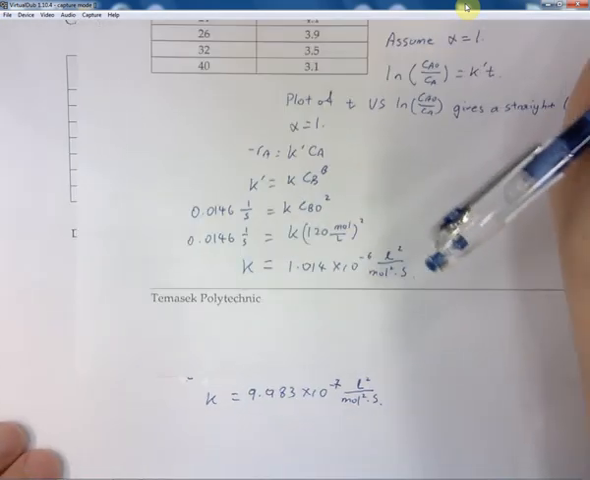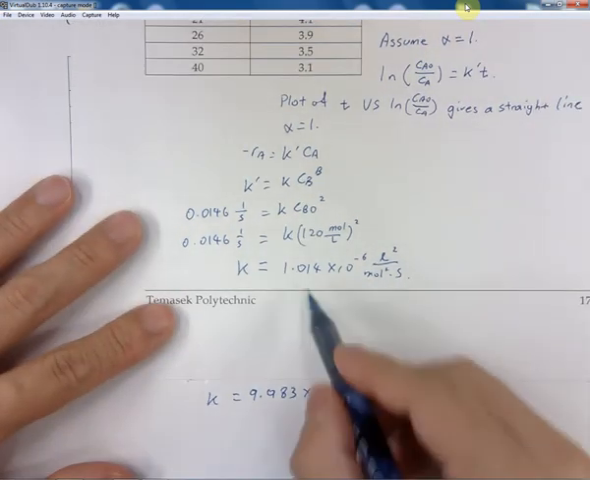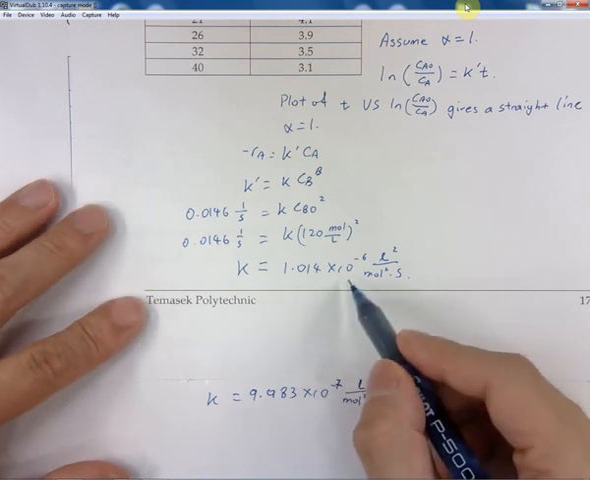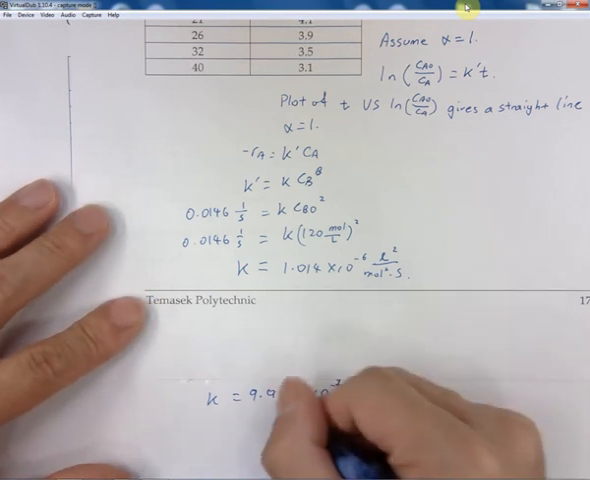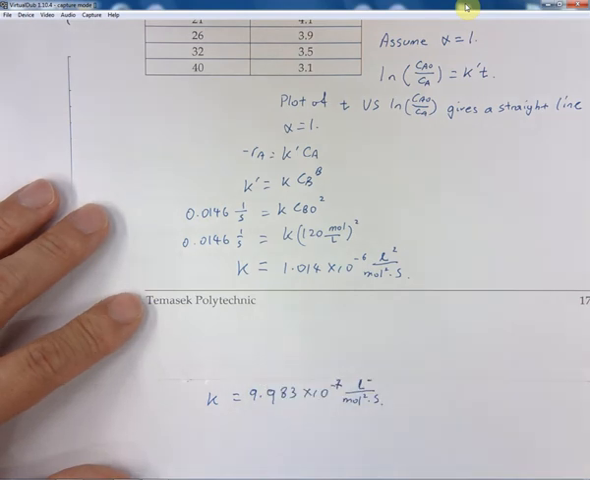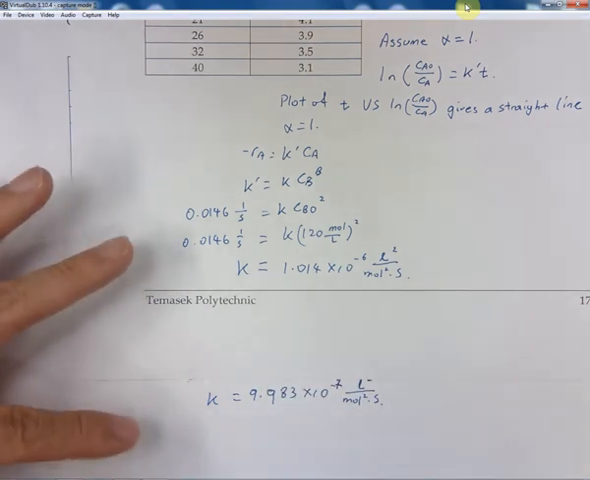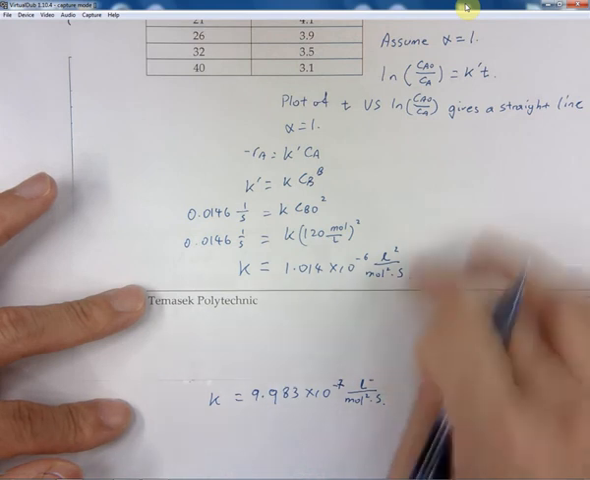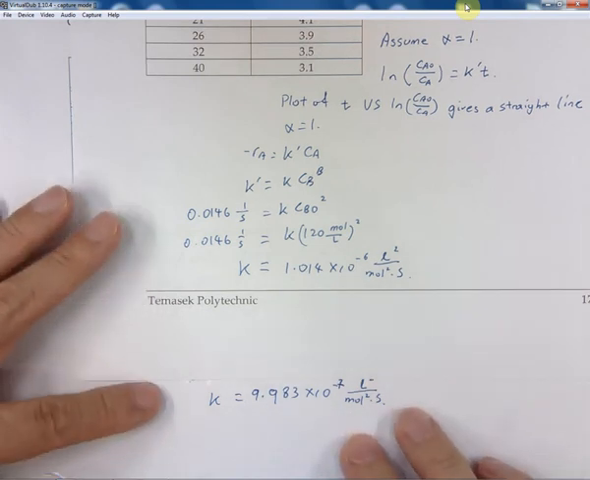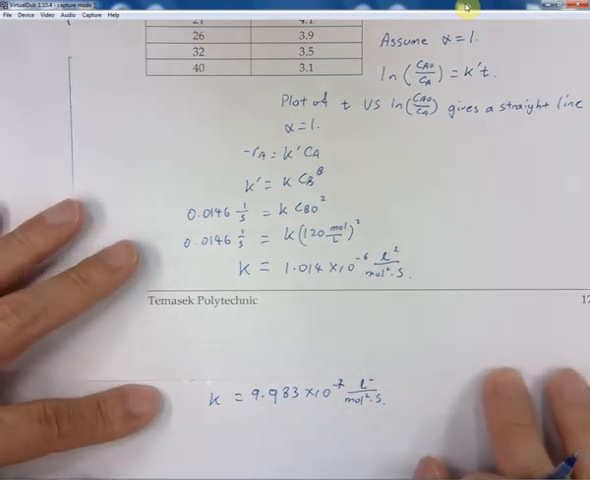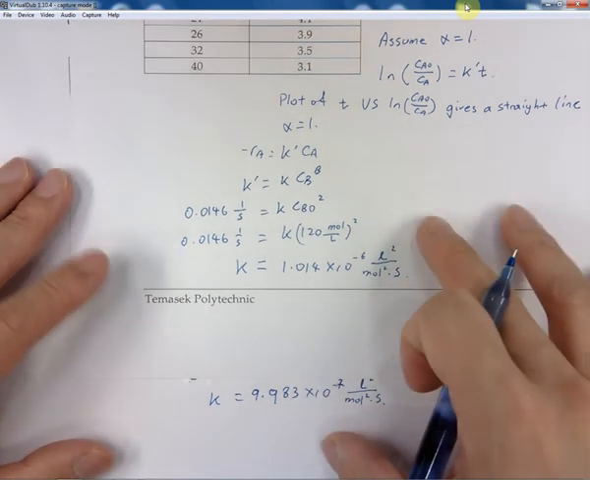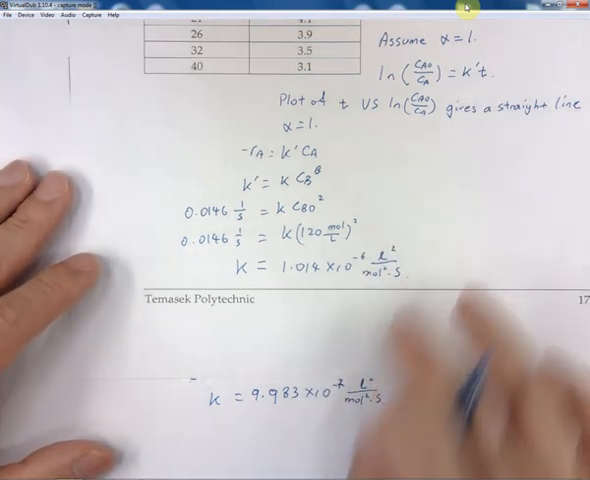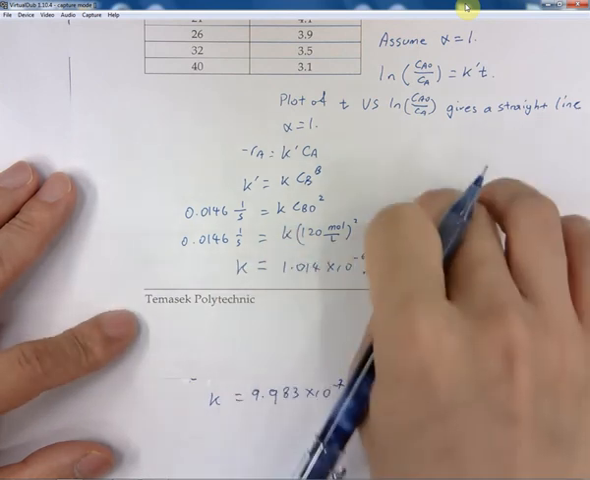And we compare these two values over here. Okay, this is 1.014 times 10 to the power minus 6. This is 9.983 times 10 to the power minus 7. So these two are almost similar, right? They are actually within acceptable range. The difference is within acceptable range. So therefore we can conclude that no matter which method or which test we use to find k, it should be the same.